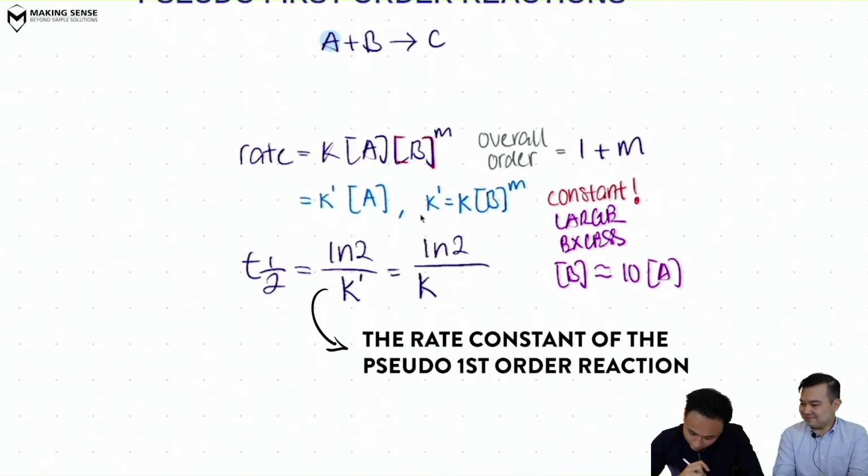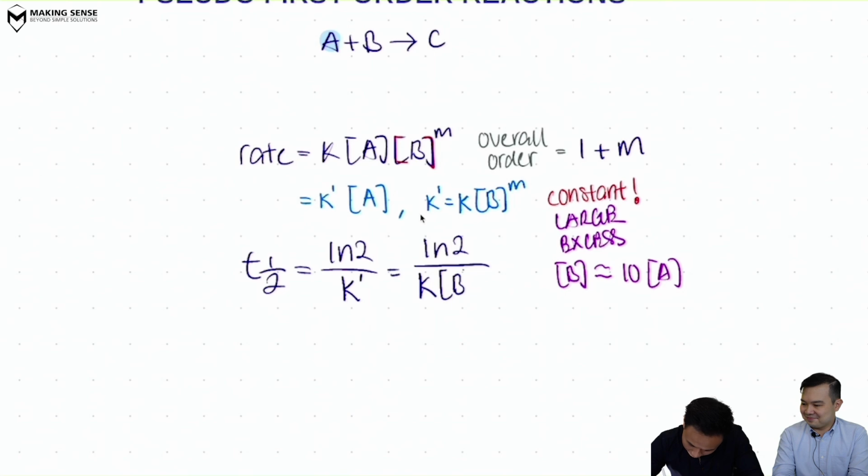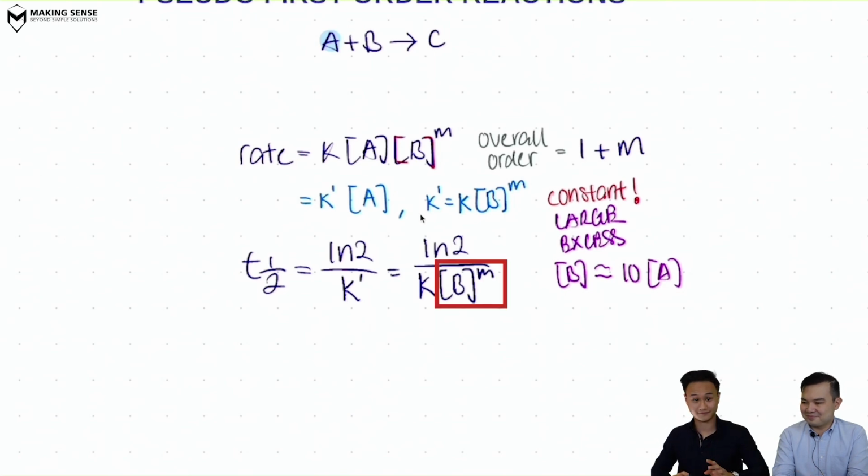So you can see now how the half-life is actually dependent on the concentration of B. Interesting stuff. So this is called a pseudo first order reaction.